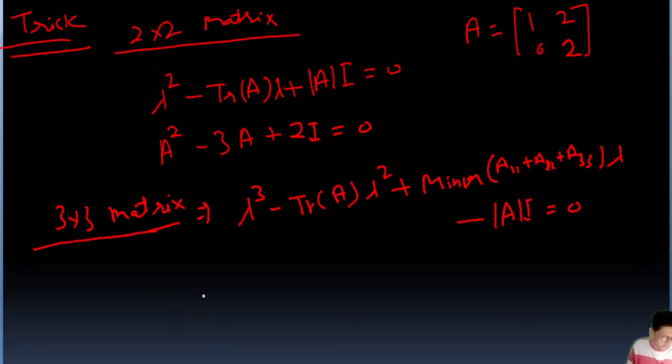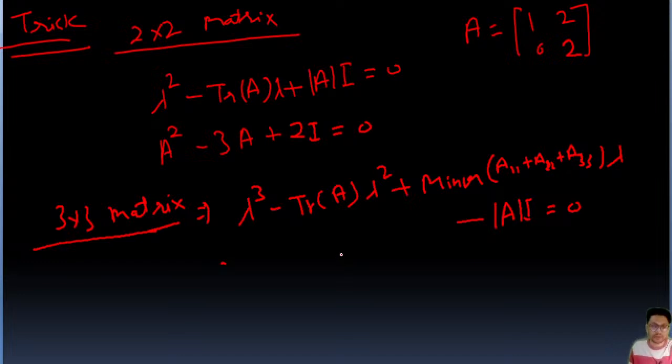So here you can use the Cayley-Hamilton theorem, and then you can put the value of A as well. This is the trick, guys, for writing the characteristic equation directly, and then you can use the Cayley-Hamilton theorem.